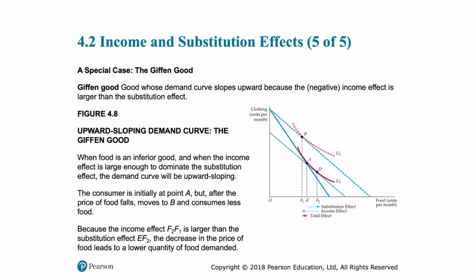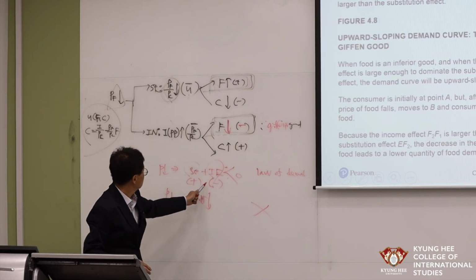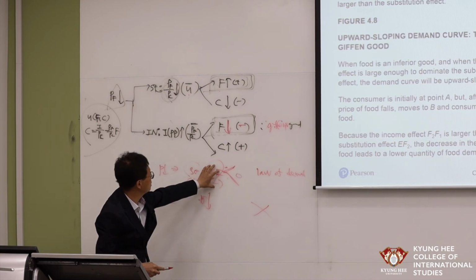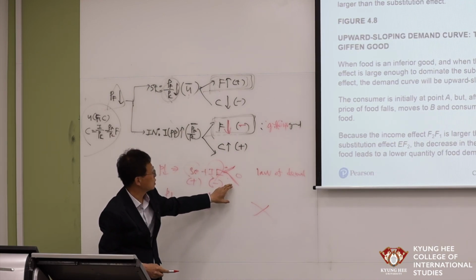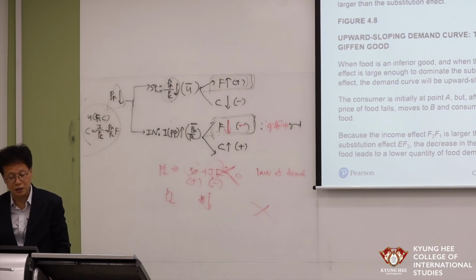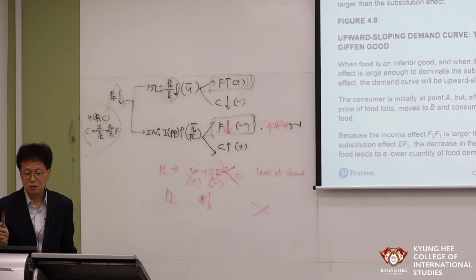Now, second part, the income effect, movement D to B. Relative price is the same, purchasing power increases. Then what happens? The income effect is negative, from movement F2 to F1. So the income effect is negative. And we know from this graph that the negative income effect dominates the positive substitution effect. So the total effect is negative. The total effect: this one is stronger than this. So negative. So the law of demand is destroyed, violated. That is the Giffen good. Okay?